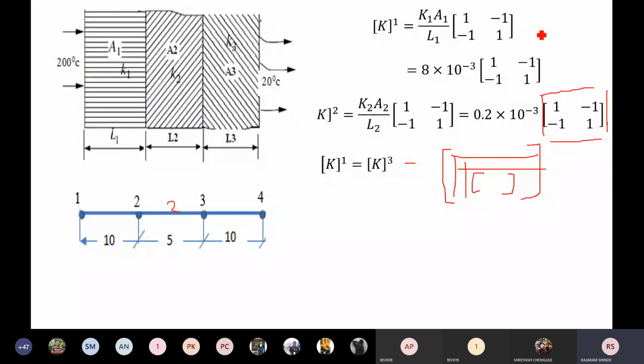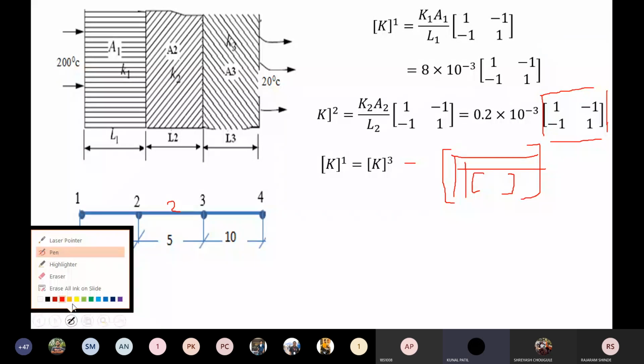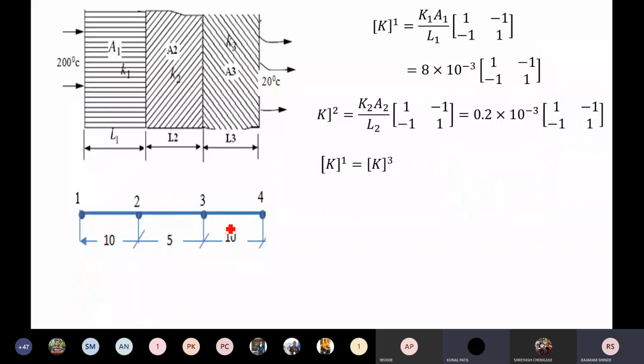Okay. Sir, can you explain why the second row and second column is 0? Okay, I will explain it. Now you see here, according to the rules which we have discussed in structural analysis, the same rules we are using here. Now I will start from this first one.